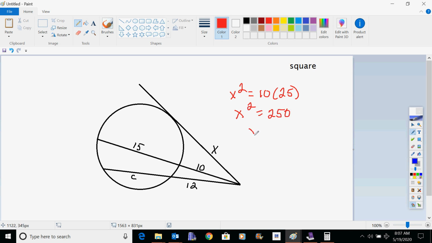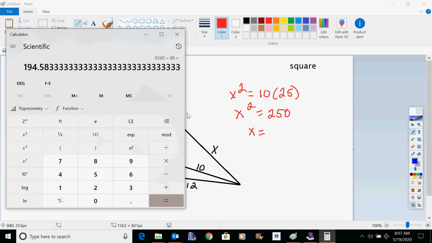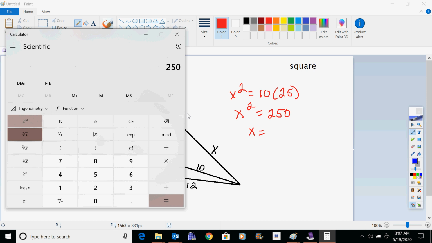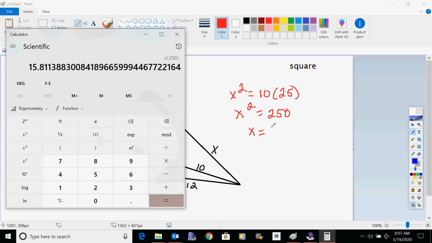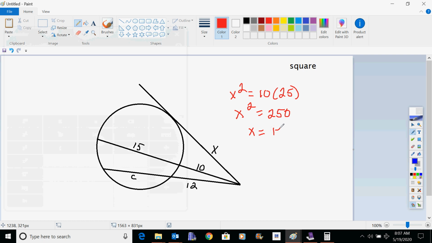So then when we square root 250, and I'll let you do an approximately equal to on this one, we can do our square root. 15.81. Okay, so there's our x.